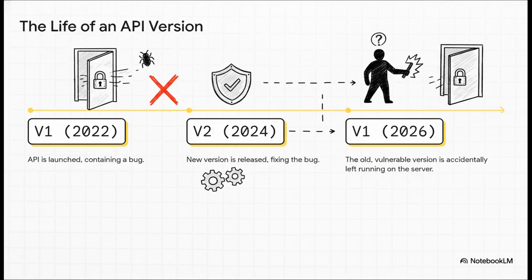And then there's the digital version of forgetting to lock the back door. See, companies are always updating their APIs. They'll release version 2 to fix a big security hole in version 1. But the problem is, sometimes they forget to actually shut down the old vulnerable version. So an attacker can just go find that old V1 endpoint, which is still running and connected to all the data, and walk right in through the old known flaw.